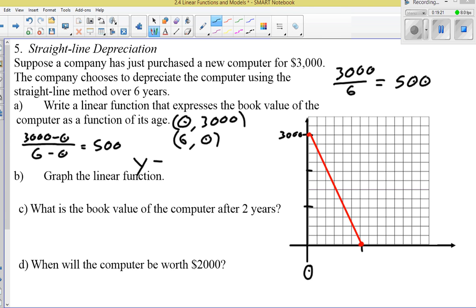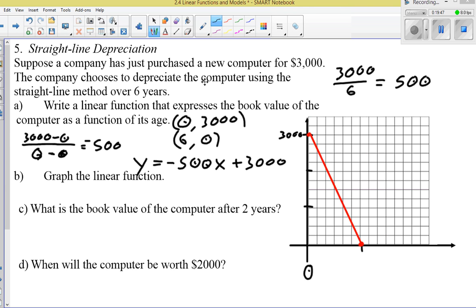So I get y equals, and it's negative, my depreciation. This should have been 0 minus 6. I get negative 500. It's a negative slope. So negative $500, x being every year, and I started at $3,000. Okay, I graphed the linear function.